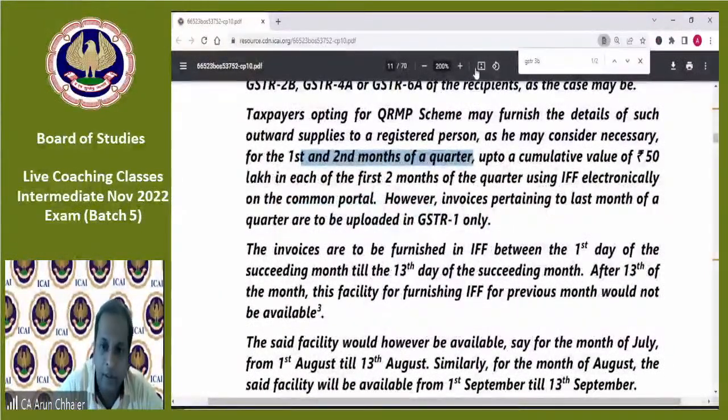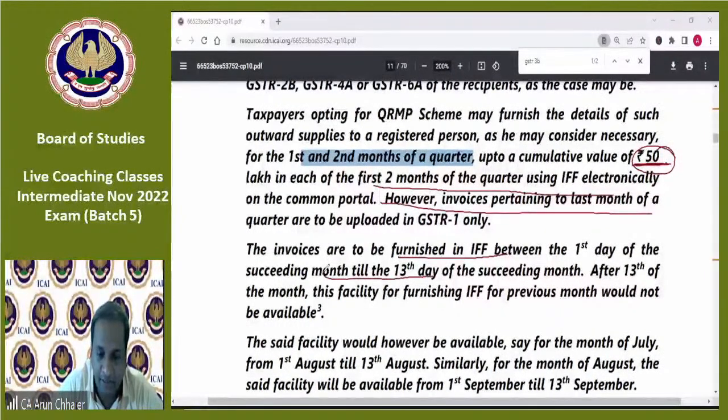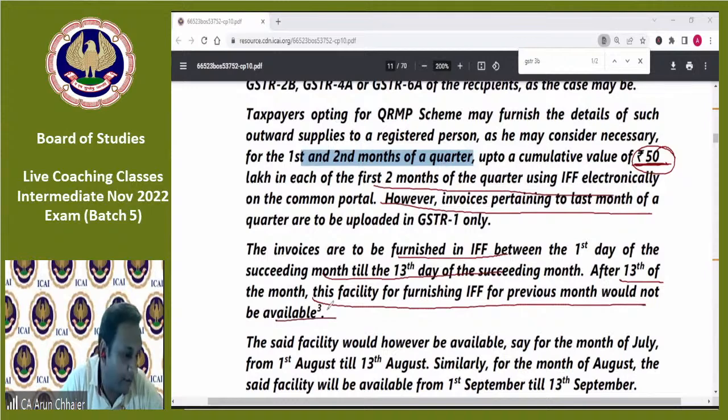I will tell you. In the IFF, what is the restriction? You can add maximum 50 lakh in each of the first 2 months using IFF, or however, invoices pertaining to the last month. The invoices are to be furnished in IFF between the first day of the succeeding month till the 13th of the succeeding month. After 13th, this facility would not be available. But your question was different, sir.